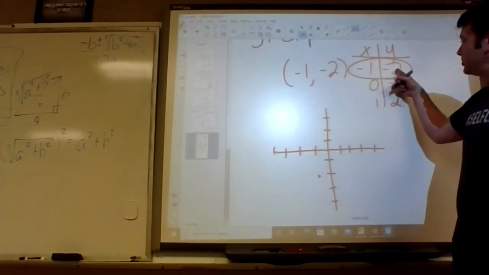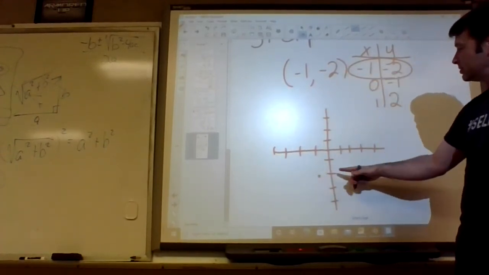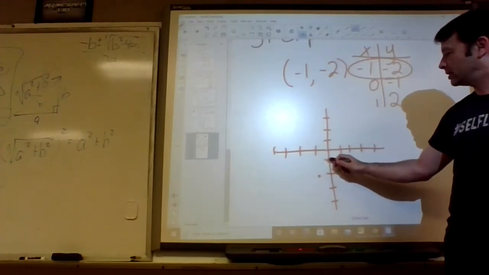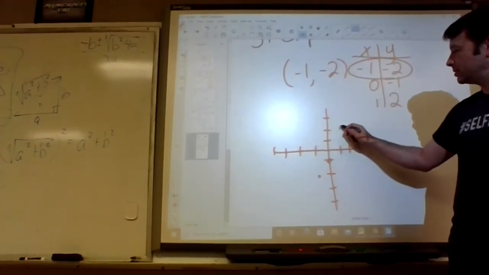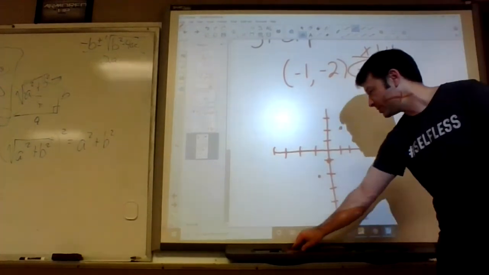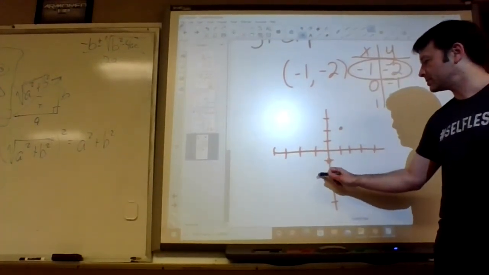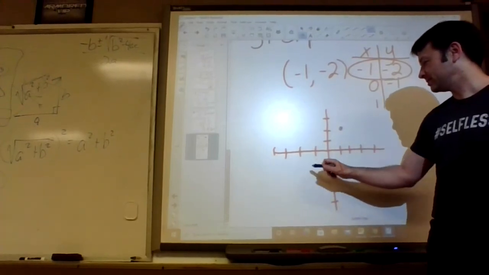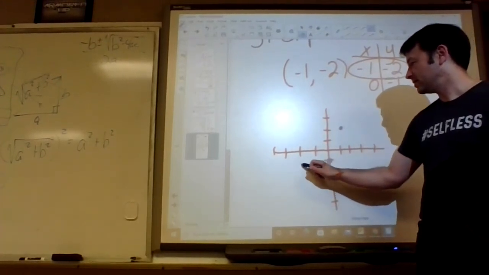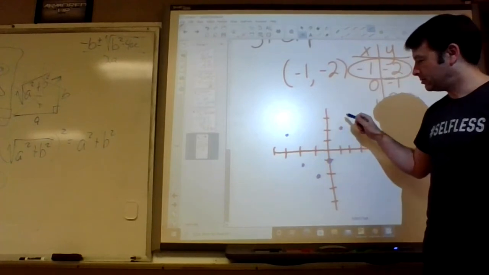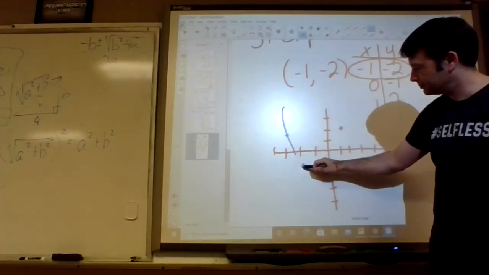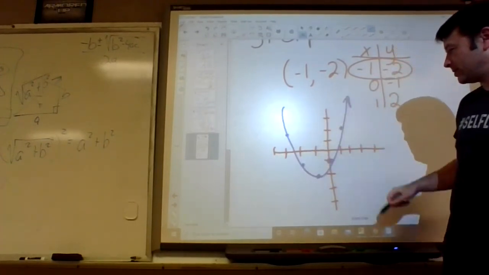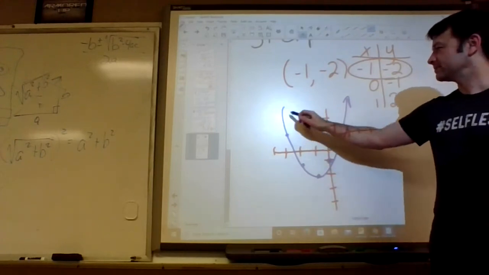Negative 1, negative 2, right there. 0, negative 1. 1, 2. And then remember to do the mirror point. You can literally just flip it over to the left side. And it's all lopsided. I didn't draw my graph very well. Can you just go right up a little bit?